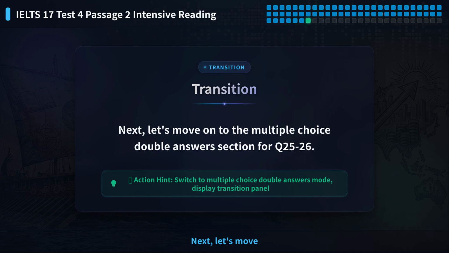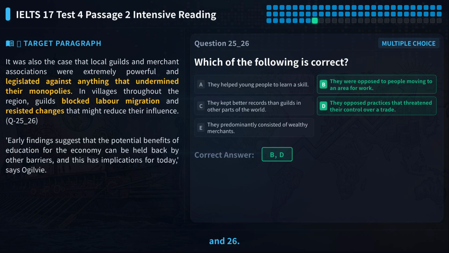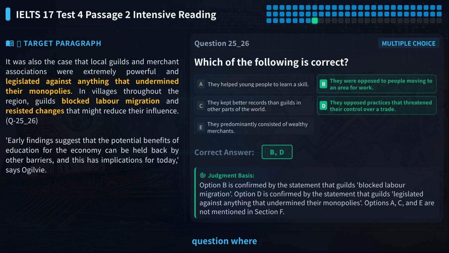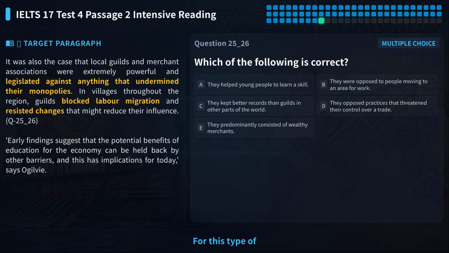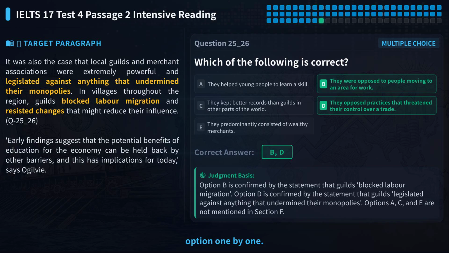Next, let's move on to the multiple choice double answers section for Q25-26. Now let's look at questions 25 and 26. This is a multiple choice question where you need to choose 2 correct answers from A to E. The question is about guilds. Please pause the video and try it yourself first. For this type of question, our strategy is to check each option one by one. We look for evidence in the text.